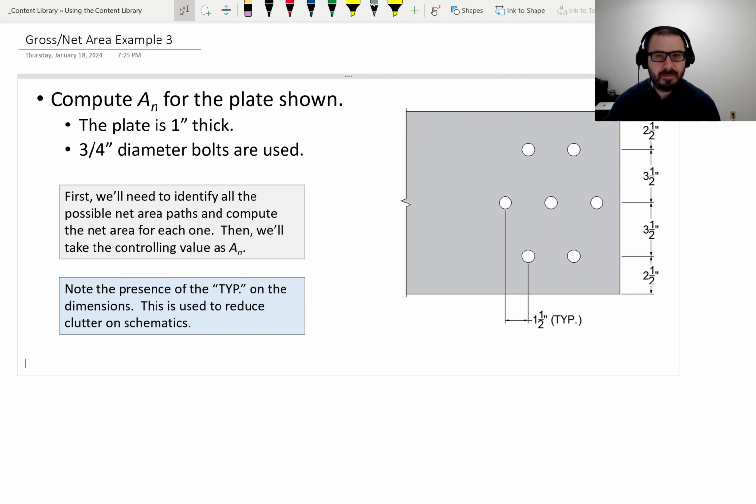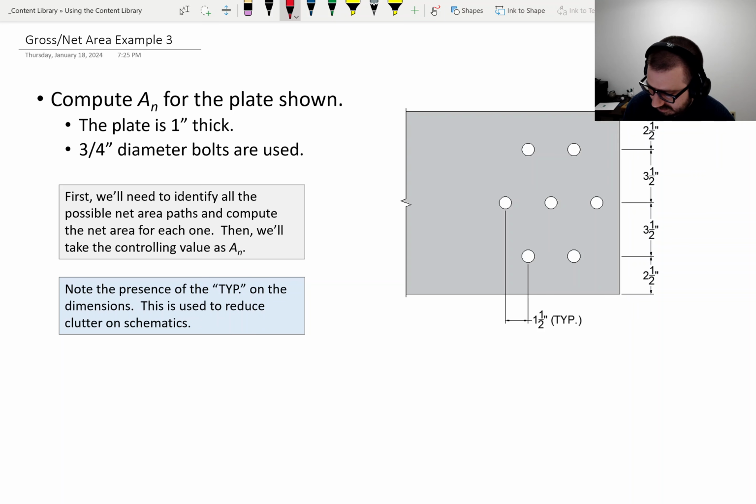Okay. Whenever you see the term typical, that just means that all of these are essentially going to be 1.5 inches. For example, here to here is 1.5, here to here is 1.5, that's 1.5, and so on and so forth. You'll see typical a lot in structural engineering schematics, just so that you don't have to keep repeating the dimensions over and over again. When it needs to be explicitly stated, you will.